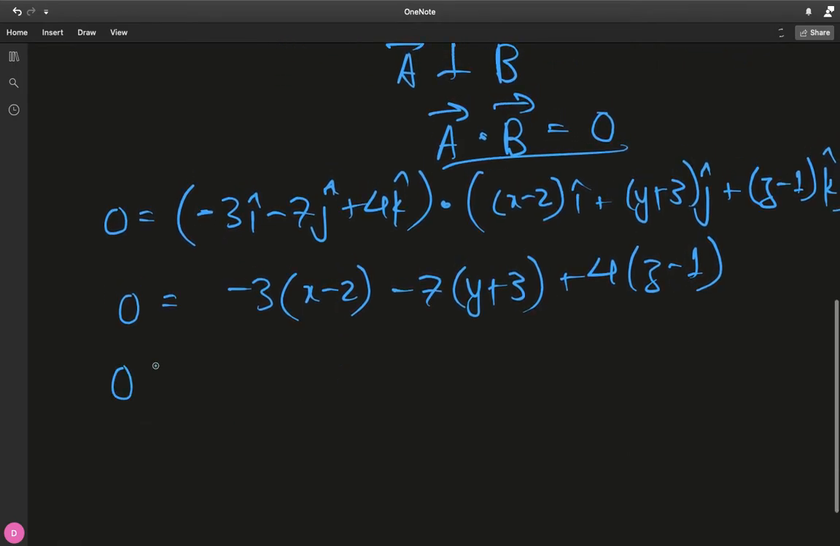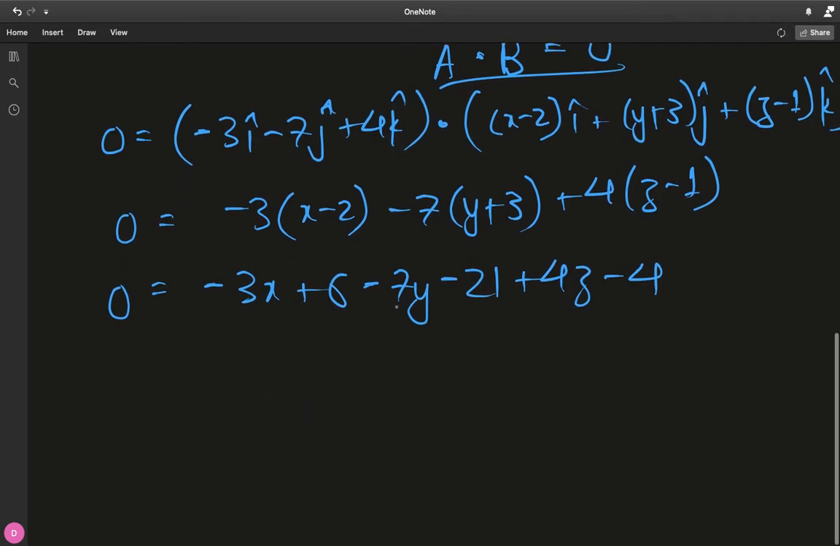And if you can just simplify stuff, negative 3x plus 6, negative 7y negative 21, plus 4z minus 4. So we have this negative 25 plus 6 will make it negative 19. So that will go on that side. So we have 19 being equal to 4z minus 3x minus 7y, and that's actually the equation of the plane.